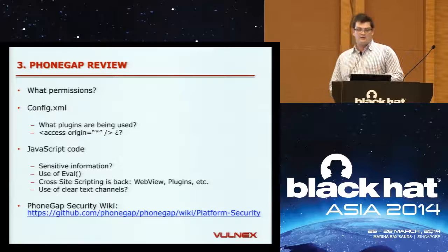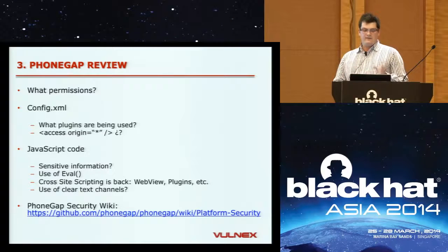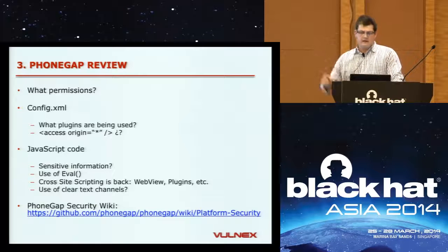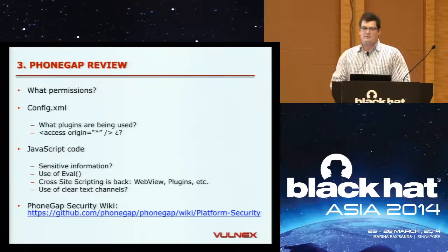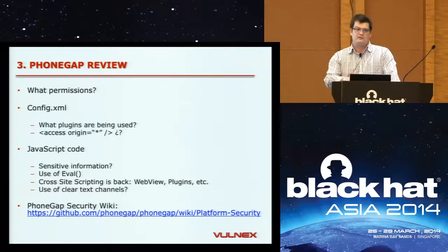We can also look at the access origin. If the access origin is a star, like there, that means the application accepts any input from any domain. This is a security risk, because it can lead to cross-site scripting attacks. Most PhoneGap applications actually use access origin star, and that's very common, but there's a security risk in using this.